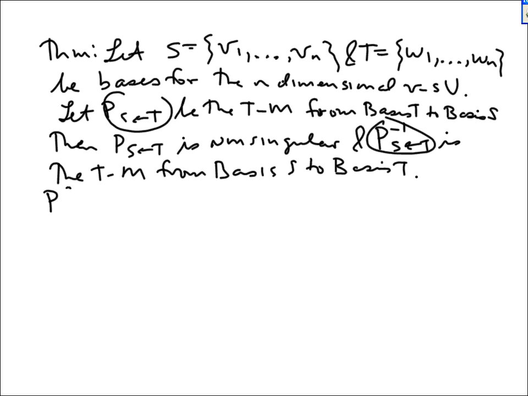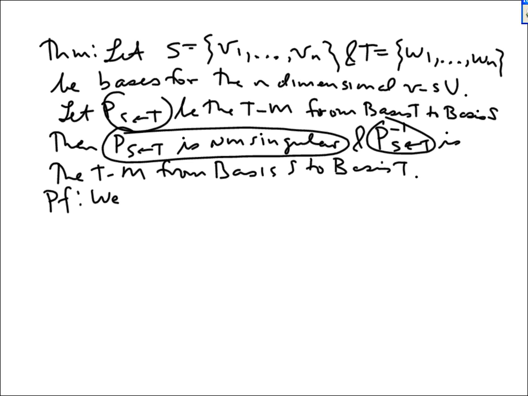Now the proof is pretty cool. I like this proof. First, we're going to show that this is non-singular. Well, here is a list of equivalences for non-singular. A is non-singular if and only if we have a list of things. One of them says that the null space is always just the zero vector.